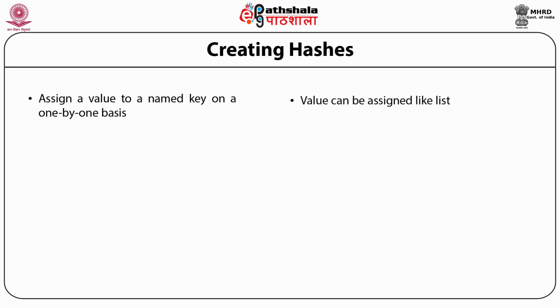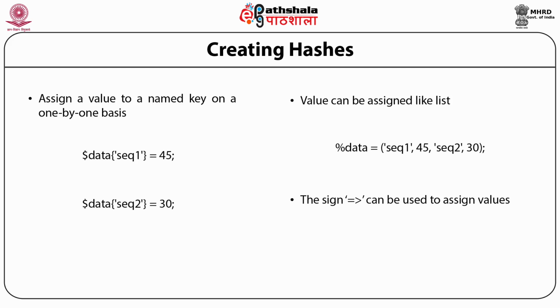For example, %data equal to seek1, 45, seek2, 30, seek3, 40. For clarity, we can also use equal to greater than sign as an alias for comma to indicate key value pairs, which is as follows: $data equal to seek1 equal to greater than 45, seek2 equal to greater than 30, seek3 equal to greater than 40.